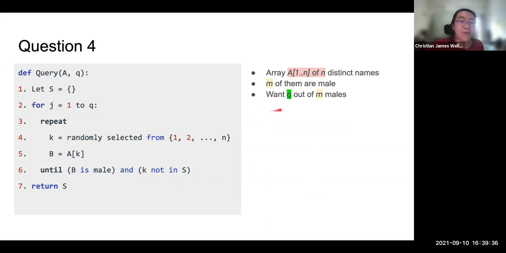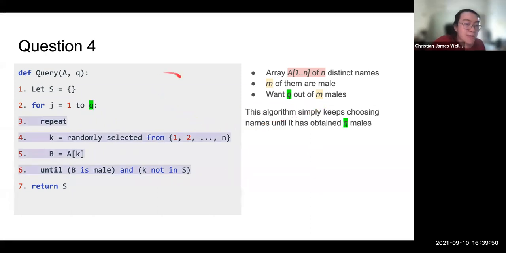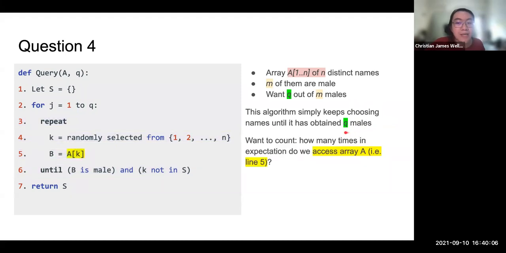Then I want Q out of the M males. For example, maybe there are 10 males in this class, and I want to get 7 of you. Q is 7, M is 10. This algorithm that I adapted from the tutorial is exactly the same except I cleaned up the notation a bit. I randomly choose from 1 to n, until I get Q of you, like maybe 7 of you. What we want to do is count how many times in expectation I have to try. How many times do I access this array of names?